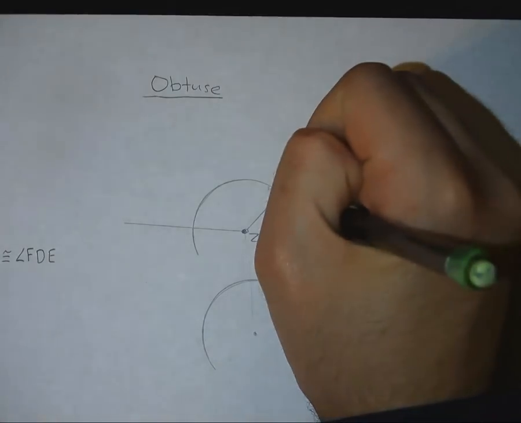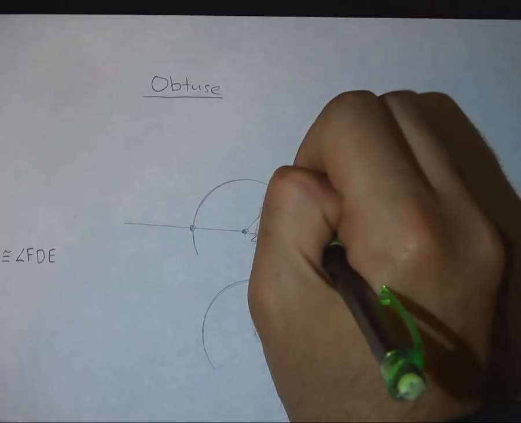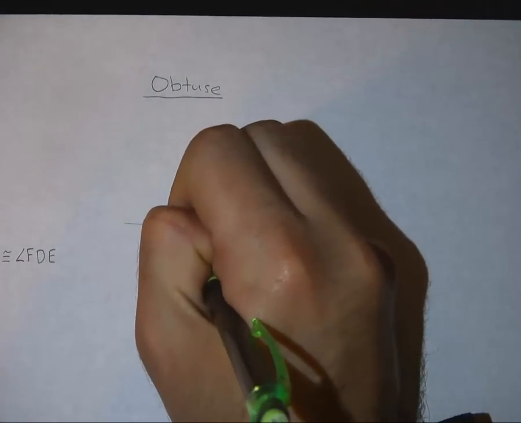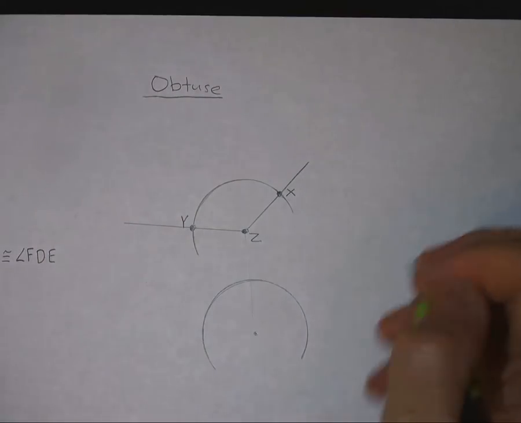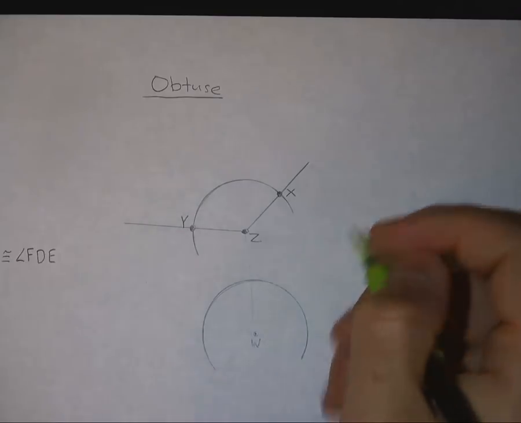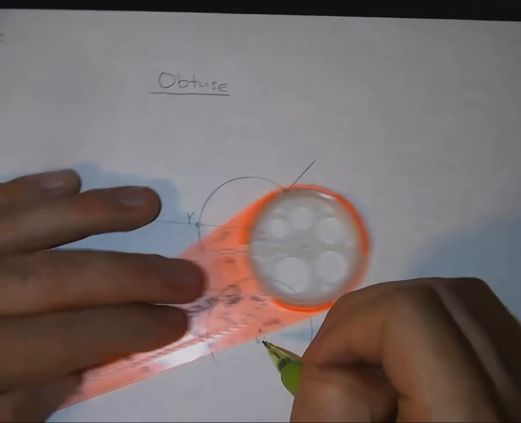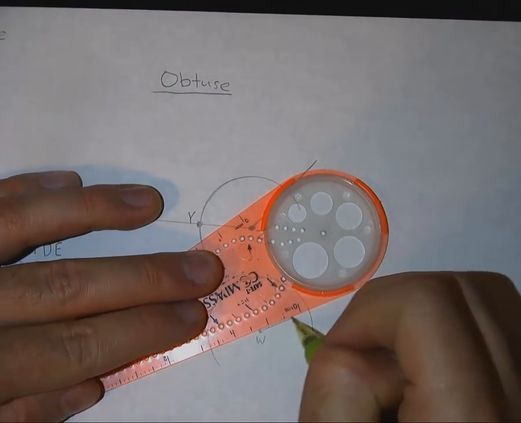Okay, we got some points here we should label. We'll call this X and this one Y. We'll call our new center W. And I'm going to go ahead and replicate this line first. So let's draw a line from the center out to the edge.